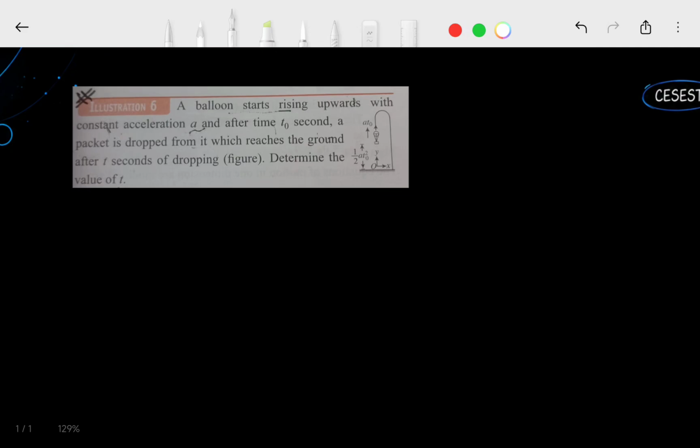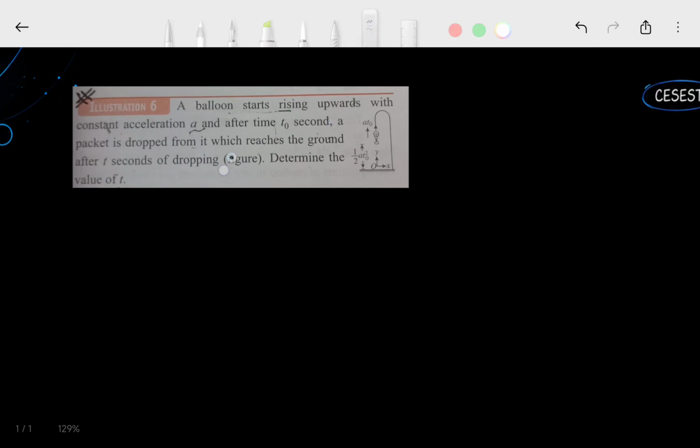So this is a question from Cengage, from the chapter Motion in Two Dimensions, 3.5. Okay, let's see this question. Here it is saying that a balloon starts rising upward with a constant acceleration a, and after some time t naught seconds, a packet is dropped from it which reaches the ground t seconds after the dropping, and we need to determine the value of t.